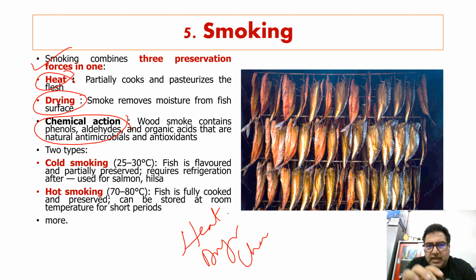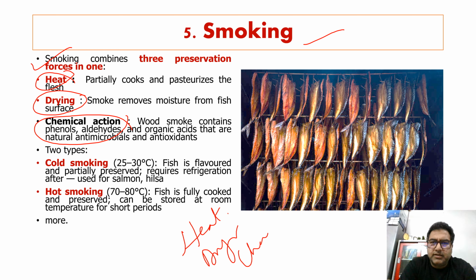So firstly, it partially cooks and pasteurizes the flesh, and secondly, smoke removes the moisture from the fish surface. Thirdly, when you smoke a fish using wood, the wood contains phenols, aldehydes, and organic acids, and they are natural antimicrobials and antioxidants.